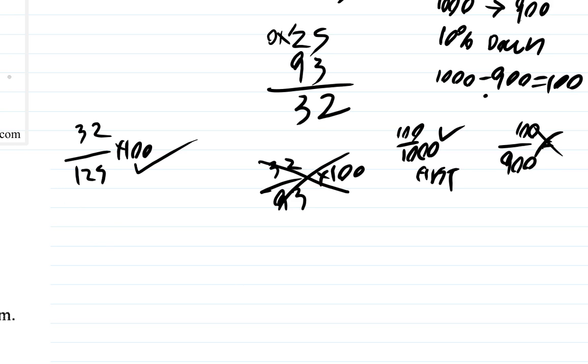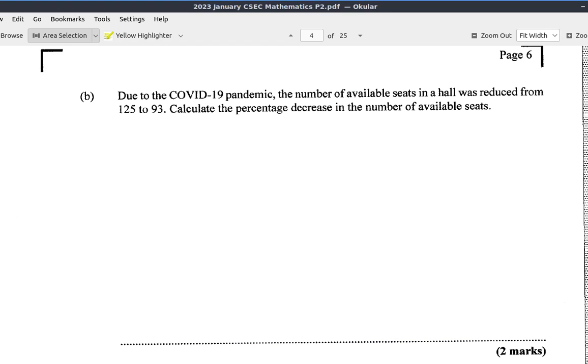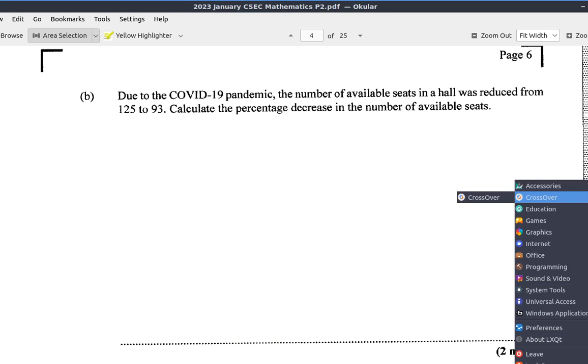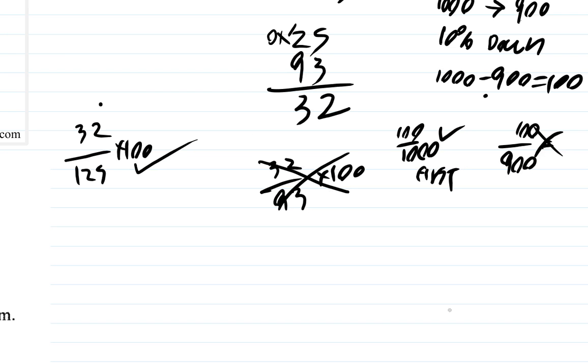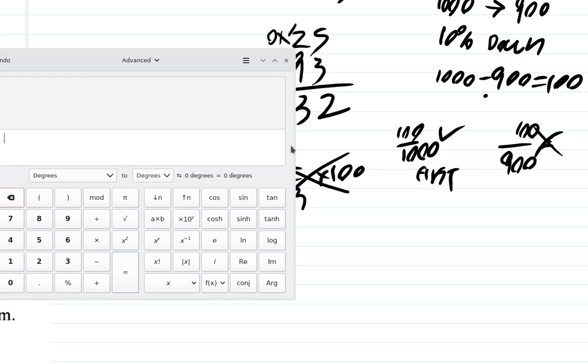So it is 32 over 125 times 100. What is the answer? Let's look at our calculator here. Where's the cursor on this thing? Okay. Let's find our calculator and see what it says.